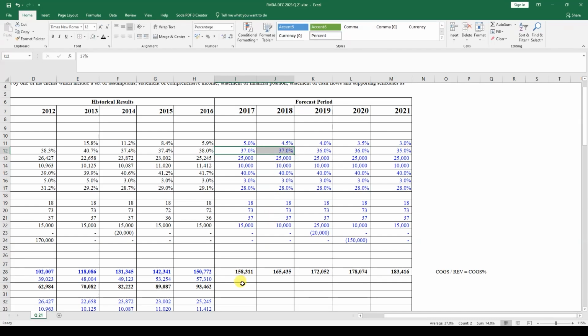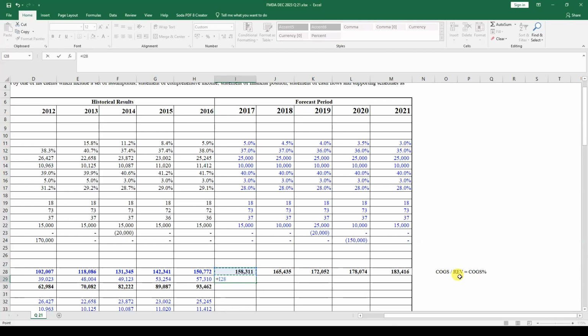But how then can we use the COGS percent to model the cost of goods sold? We just get the revenue and multiply it with the cost of goods sold percent, because cost of goods sold over revenue is the cost of goods sold percent. So we cross multiply the revenue by the cost of goods sold percent, then we should be able to have the COGS, and that's exactly what we are supposed to do.